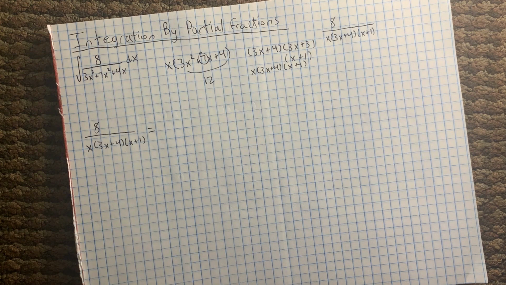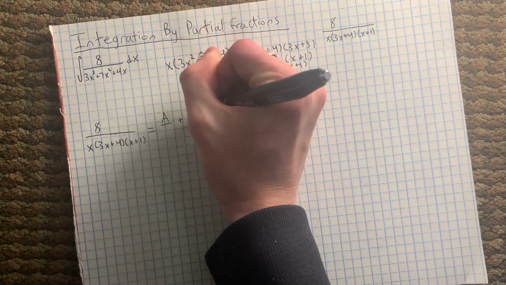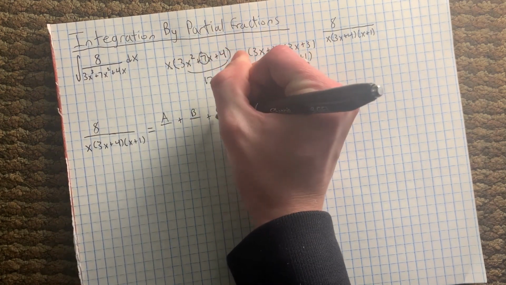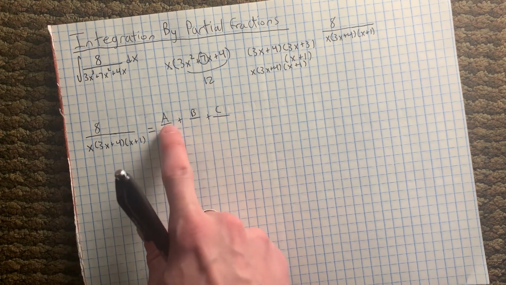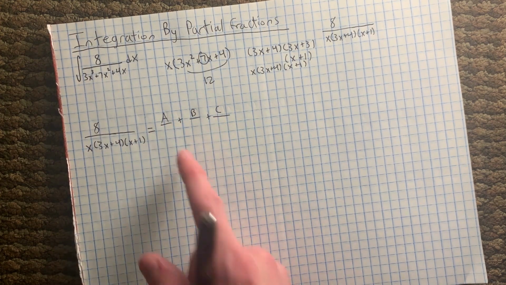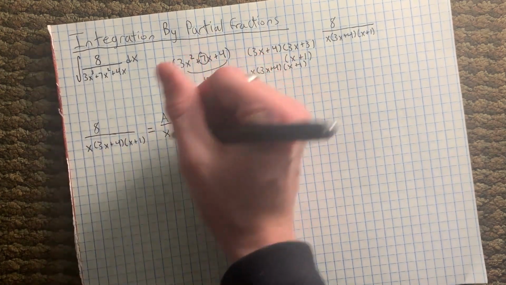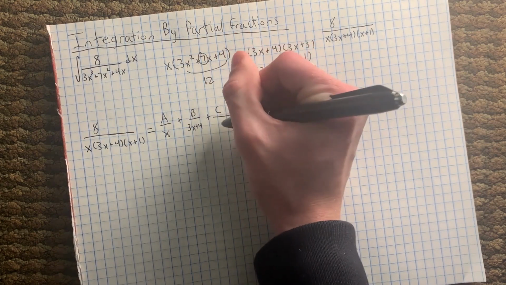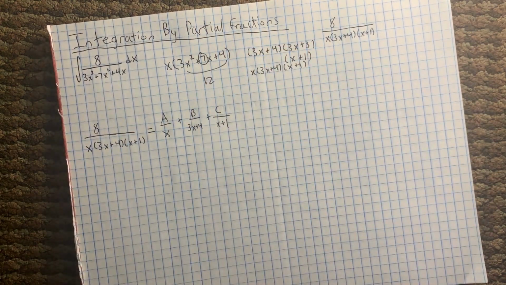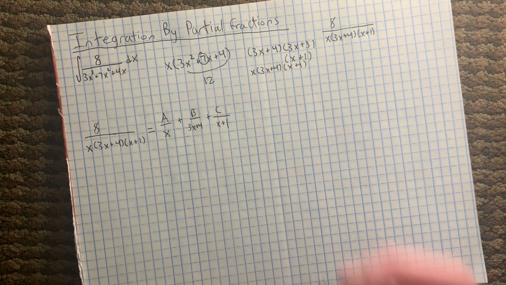Now we want to find a way to make this fraction equal to the addition of three fractions that we're breaking up with three unknown constants. And the denominators here are going to be each of our factors. So we have x for the first, we have 3x plus 4 for the second, and x plus 1 for the last. And our goal here is to find these values for a, b, and c.